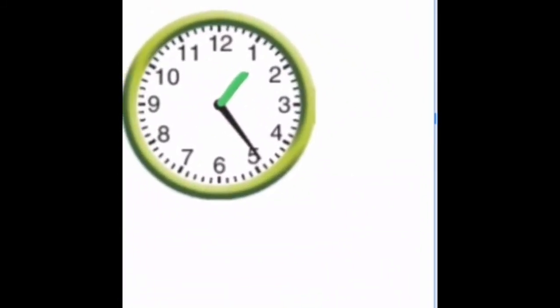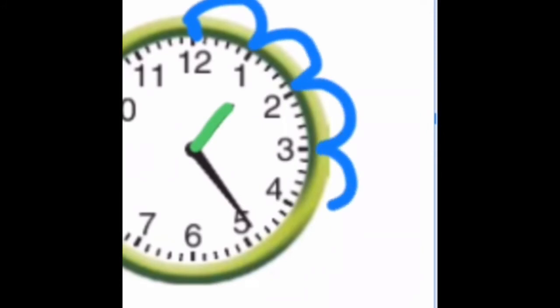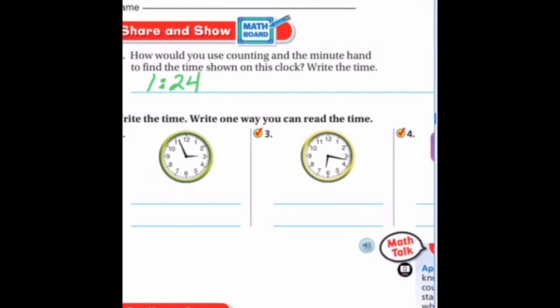And then we can use our counting of starting here, and then we make our jump. 5, 10, 15, 20. Okay, 20. It doesn't go to the 5, though, the minute hand. Remember, our minute hand's this one, right? It doesn't go to that 5. It actually stops at the minute before it. So we go 21, 22, 23, 24. So the minute is 24. Then that makes our time 1:24. Okay. All right. Write the time.